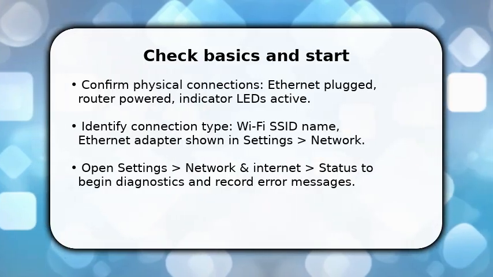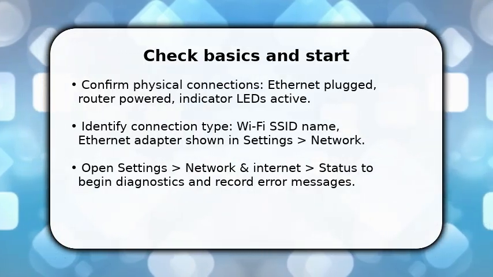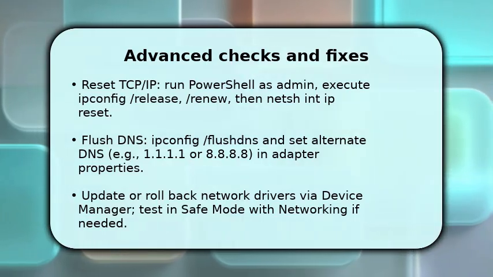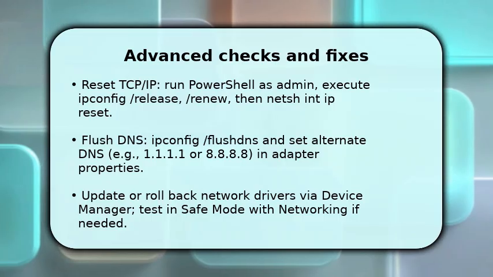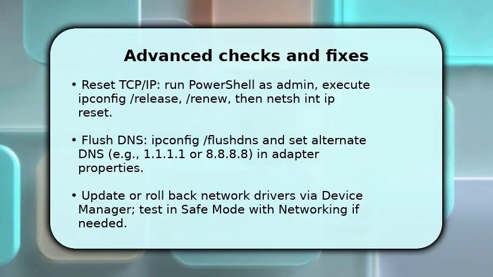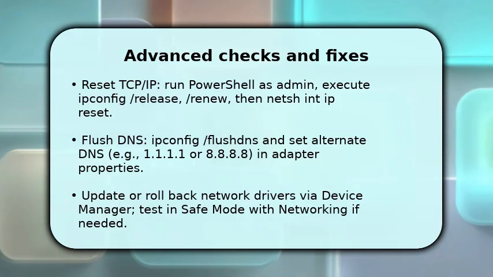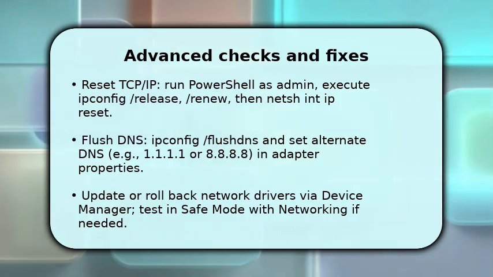Now perform deeper repairs that resolve most stubborn issues. Open Elevated PowerShell and release, then renew your IP, reset TCP/IP stacks, and flush DNS so stale records are removed. Change IPv4 DNS to a reliable public server to rule out ISP resolution problems.